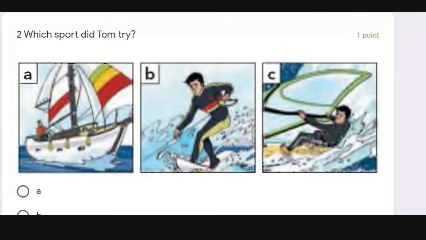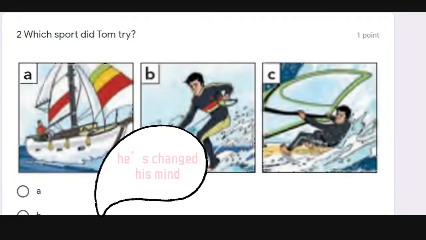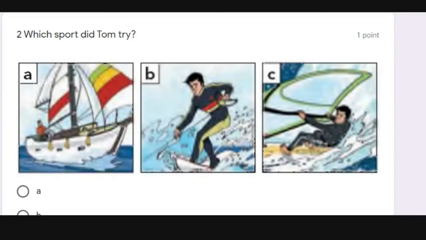And then how do you know the answer is water skiing? Because he mentioned that Tom wanted to try sailing, but he changed his mind. Okay, that means he didn't try sailing. He tried water skiing instead. Okay, very good, Yi Kai. Thank you so much. Okay, now let's proceed to the next one.